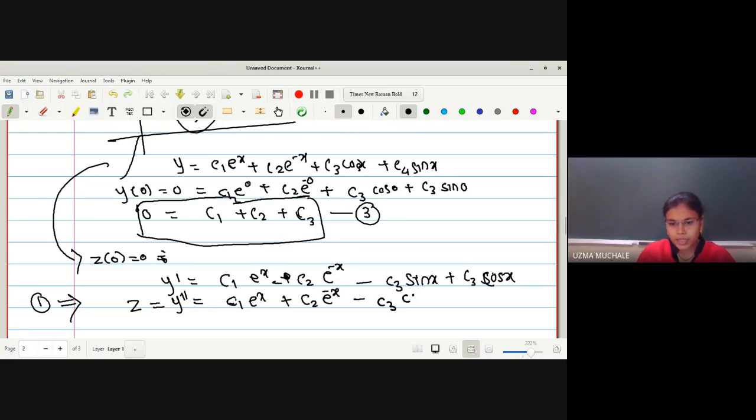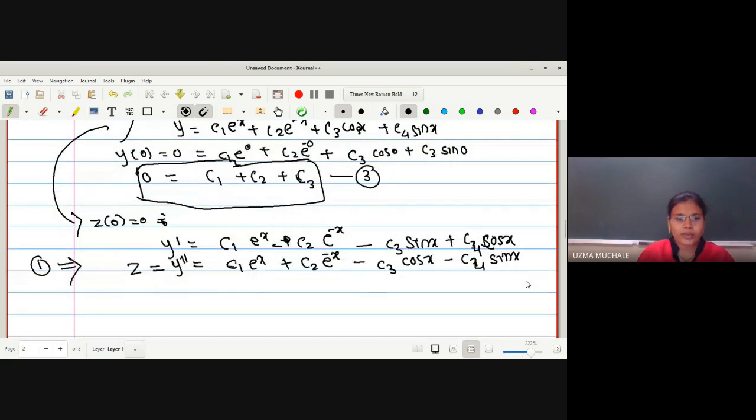The derivative of sin x is cos x, and again the derivative of cos x is minus sin. Sorry, it is C4 sin x. Okay, now we will substitute z of 0 is equal to 0.